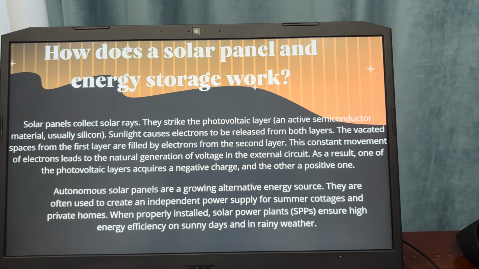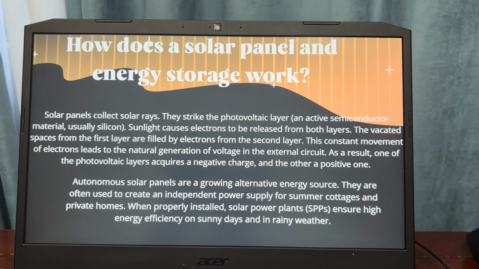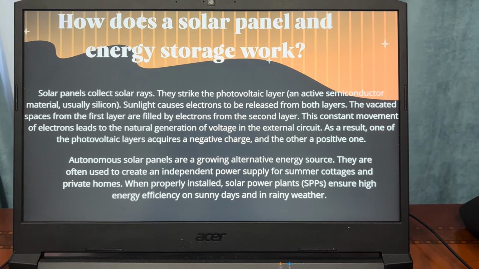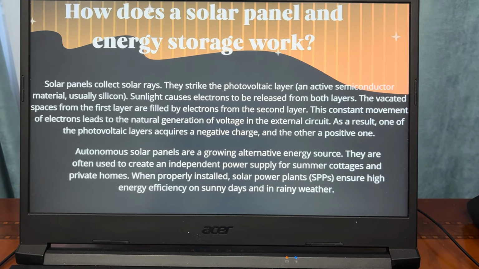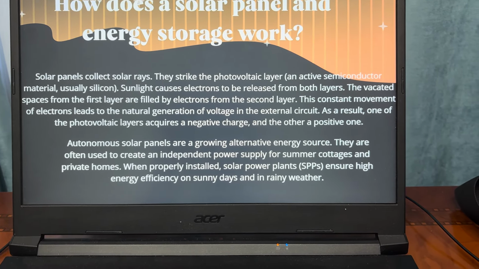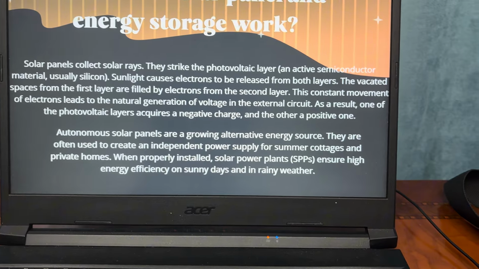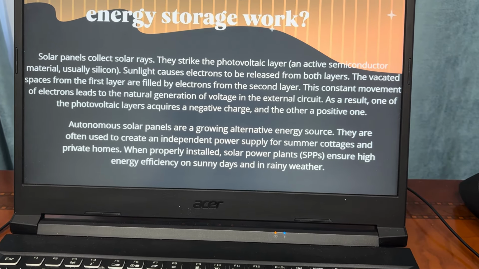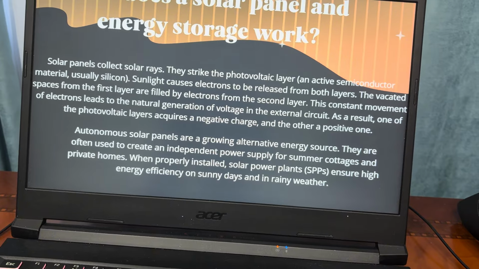Solar panels are a growing alternative energy source. They are often used to create an independent power supply for summer cottages and private homes. When properly installed, solar power plants, SPPs, ensure high energy efficiency on sunny days and in rainy weather.